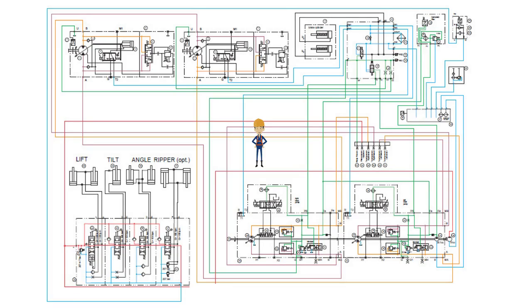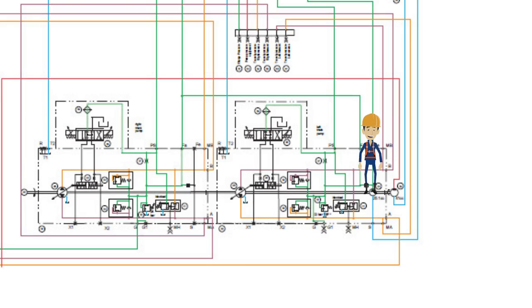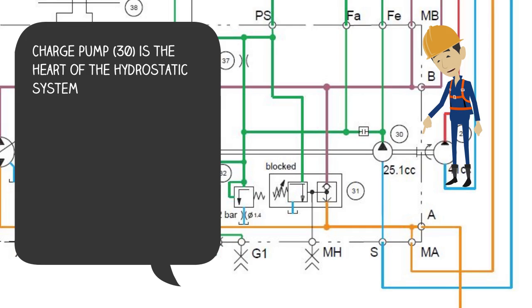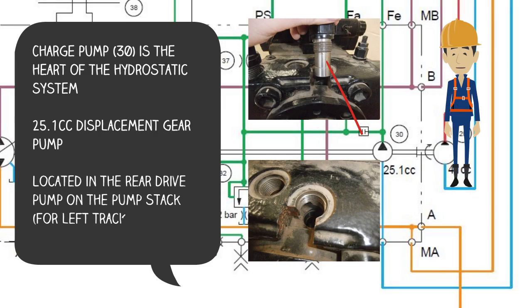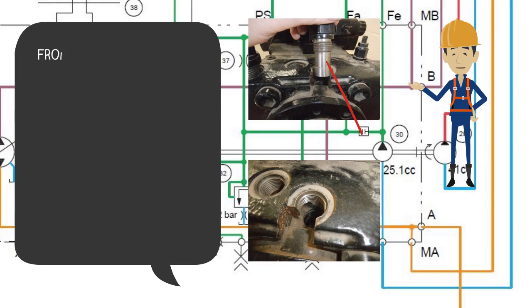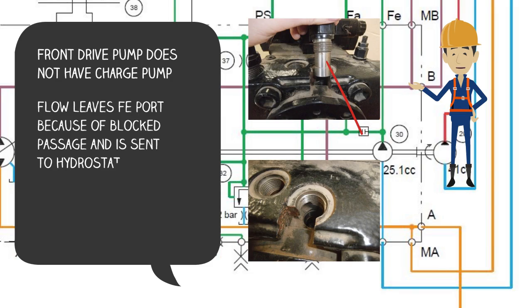Let's get started by talking about the charge pump. The charge pump is the heart of the hydrostatic system. It is 25.1 cc's displacement and is a gear pump located in the rear drive pump on the pump stack for the left track drive. The front drive pump does not have a charge pump, but it does have a section for it. Flow leaves the FE port because of the blocked off passage and is sent to the hydrostatic filter.